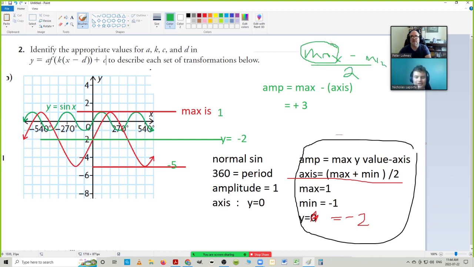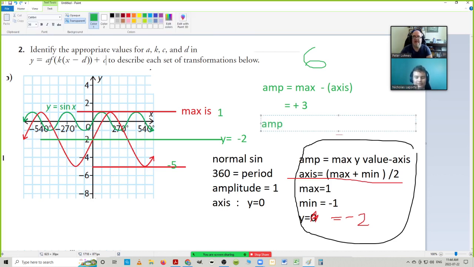Max. What's the max? 1. 1 minus -5. Yes, my bad. You're correct, and I was wrong. What's 1 minus -5? 1 minus -5 is 6, divided by 2, so you get 3. And is that the amplitude as well? Yes. So we discovered that the amplitude can also be determined, if we don't know the axis, as max minus min divided by 2. Does that make sense?